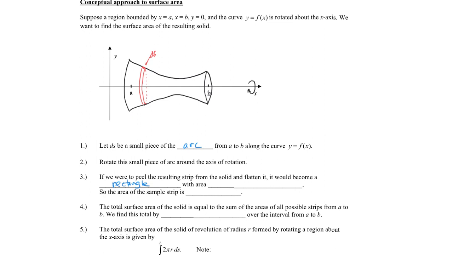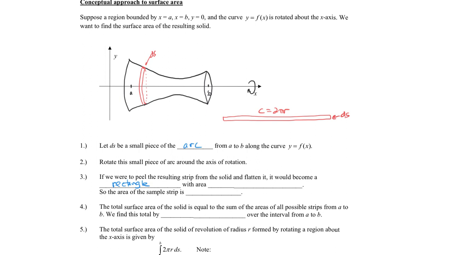So if we were to take that strip and lay it out, it would look something like this, a little rectangle here. This would be ds, and this distance here would be the distance around. It's a circular distance, so it'd be 2 pi r. The circumference of this thing is 2 pi r, which in this case, r is whatever that y coordinate is. So in this case, it'd be 2 pi y.